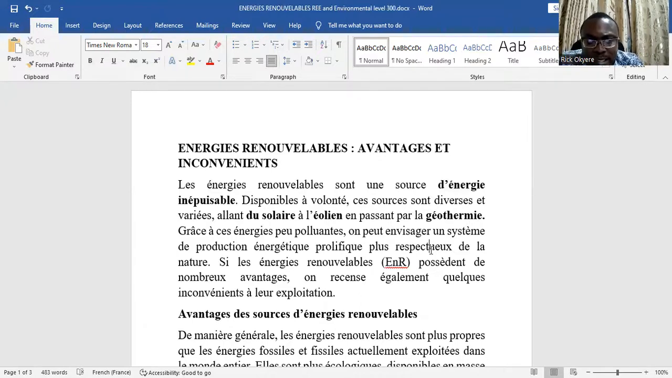Si l'énergie renouvelable possède de nombreux avantages, on ressent également quelques inconvénients à l'exploitation. Obviously, everything that has some advantages has some disadvantages. So renewable energy, even though it has massive advantages, also has some disadvantages. Some of the disadvantages, I can say them offhand: it's quite expensive to produce, okay?